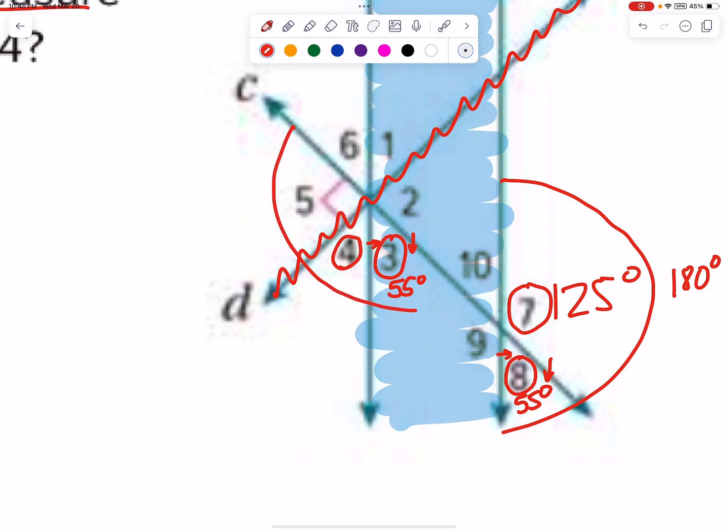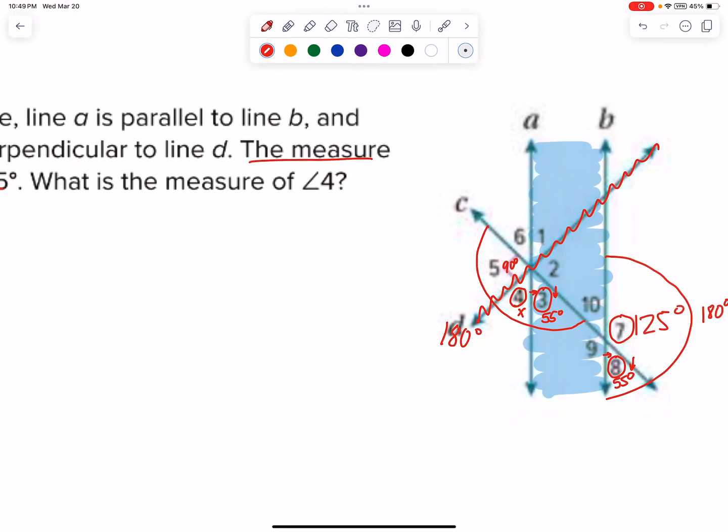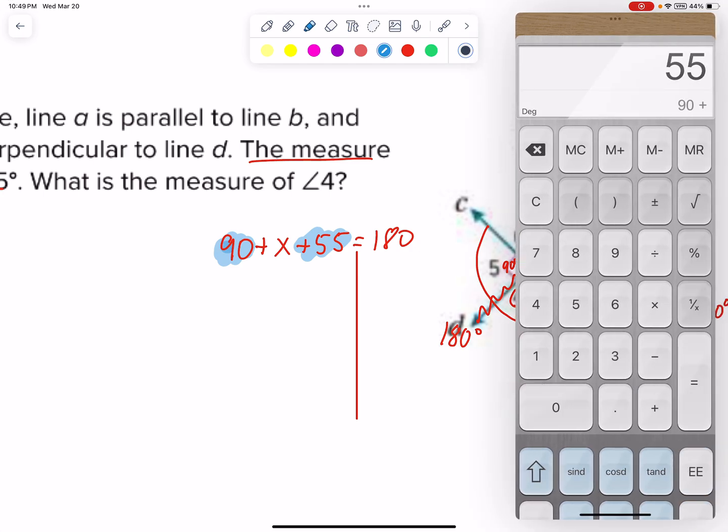Now I think I can use that information to figure this out, because I know that this is 90, and then I have a mystery angle, and then I have 55, and I know that whole thing equals 180 degrees. So here's my variable x. Let's solve this out. We have 90 plus x plus 55 equals 180. Don't forget, you don't want to start subtracting yet. You'll still get the right answer, but when we're doing math like this, you want to simplify and combine like terms first. So we have our 90 plus 55 is 145, and so we have 145 plus x equals 180.